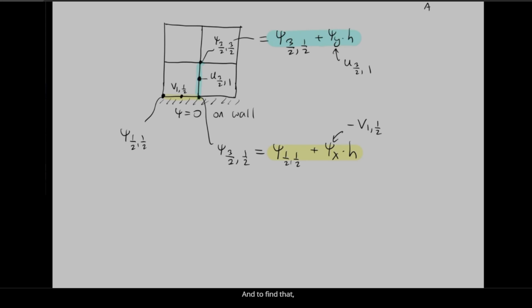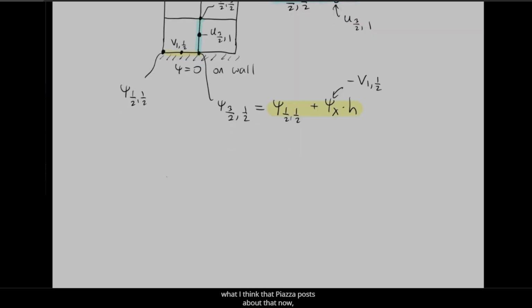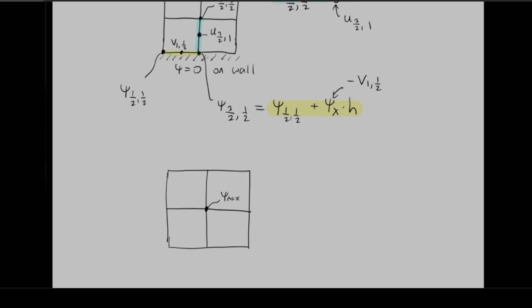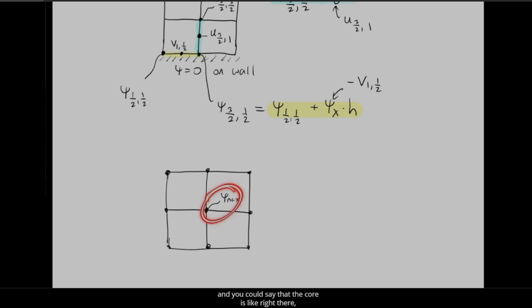And to find that, I think Piazza posted about that now. If you have a grid, and you found a value, let's say the maximum value here, psi max, well, there are some other psi values at the grid nodes also. You could say that the core is right there, and that's perfectly acceptable for full credit, I think. I think I made this a bonus part, if I remember.